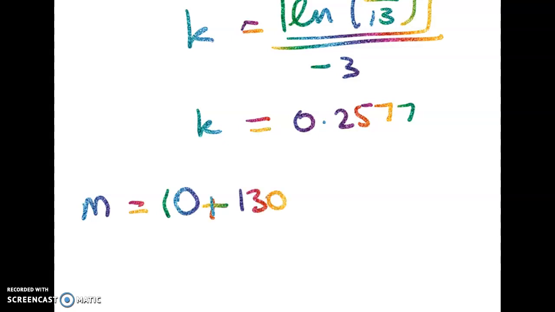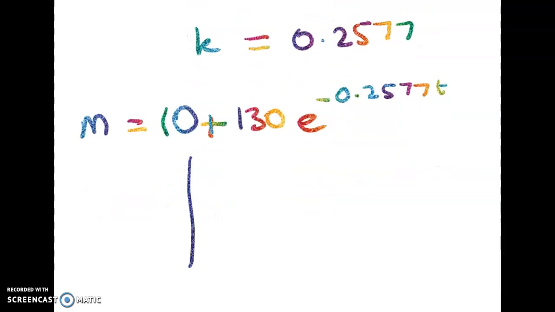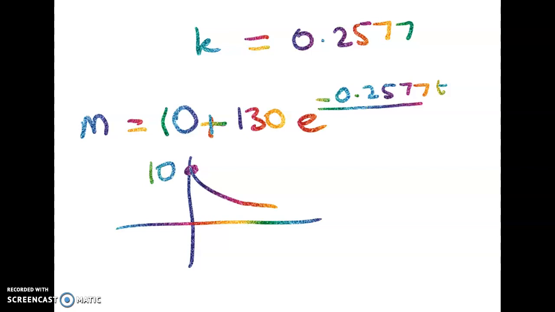And it looks like this. If we look at this, it makes lots of sense, hopefully. If we were to graph that, what would it look like? Well, it would look something like this. This point here would be 10, and you can see that here we've got a negative power for the exponential, so it's a decay curve.